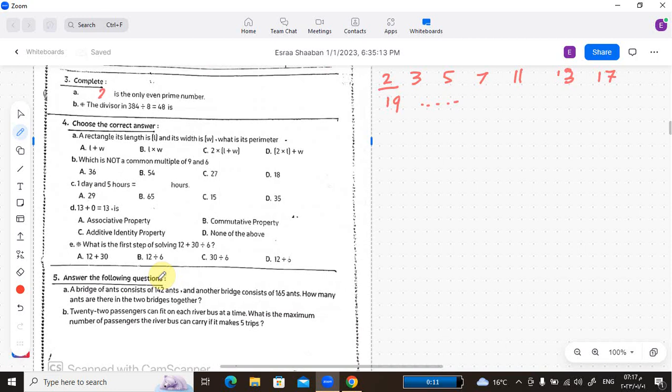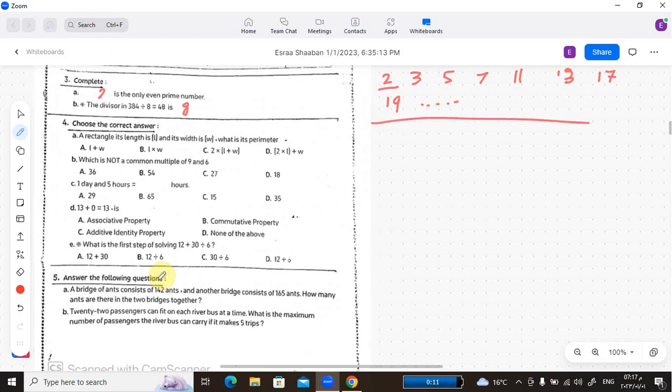The divisor in 384 divided by 8 equals 48. Where is the divisor here? 8, of course, because the 384 is called dividend and the 48 is a quotient.